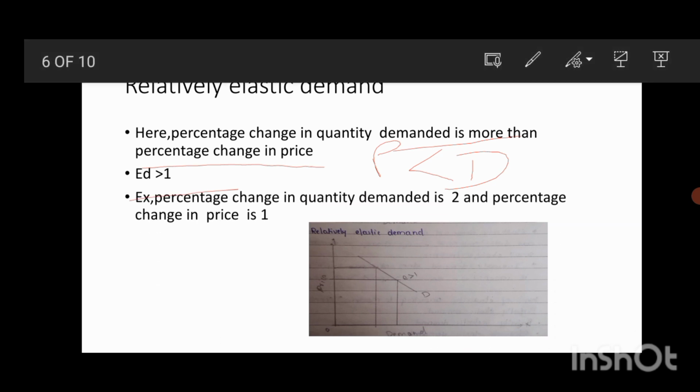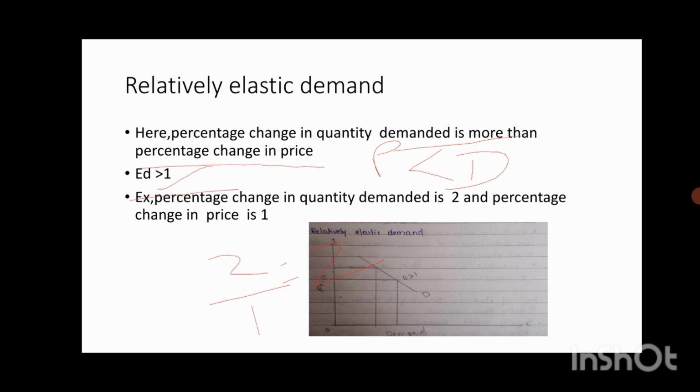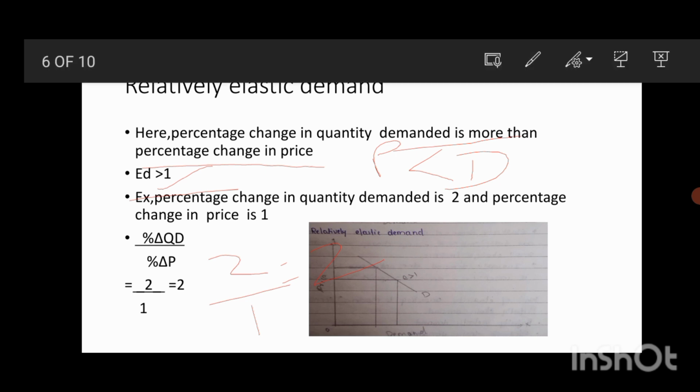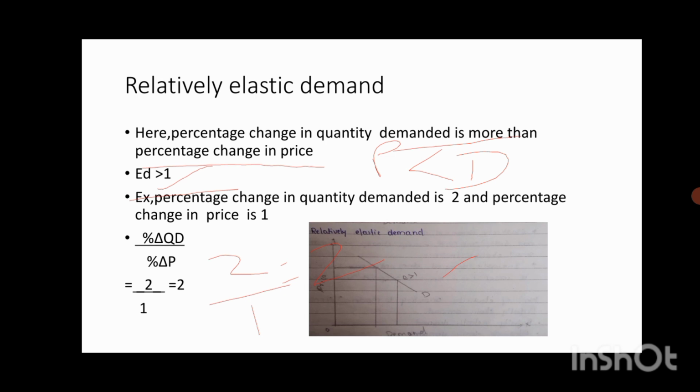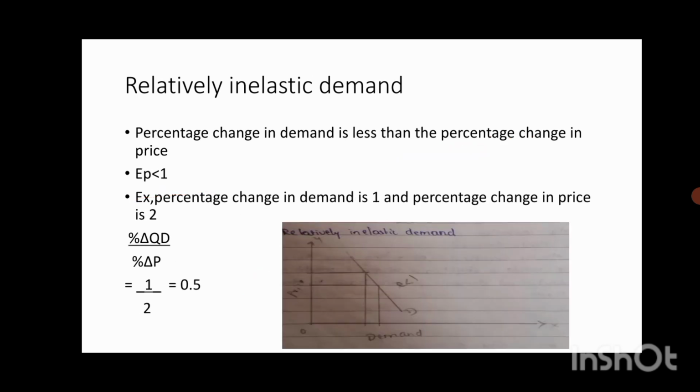Now take an example that percentage change in quantity demanded is 2 and percentage change in price is 1. So here elasticity of demand is equal to 2, which is more than 1. So it is an example of relatively elastic demand. So you can see that in relatively elastic demand, the demand curve will be flatter. Here elasticity is greater than 1. Therefore the demand curve will be flatter.